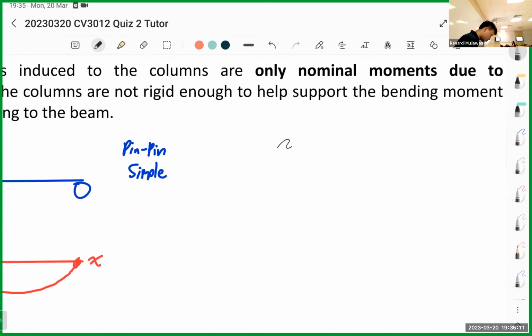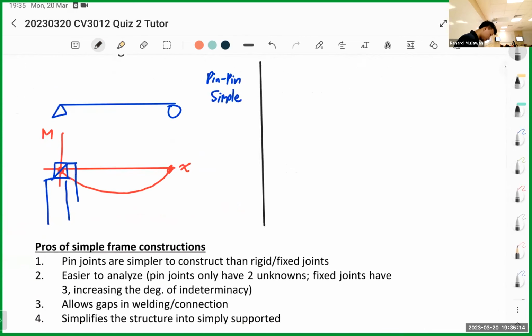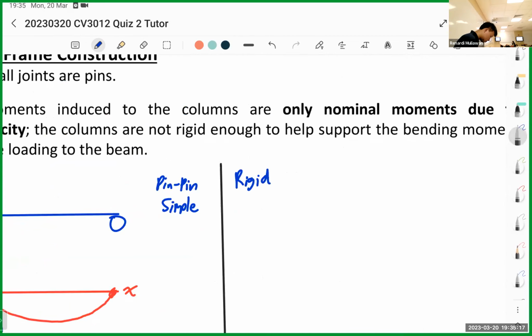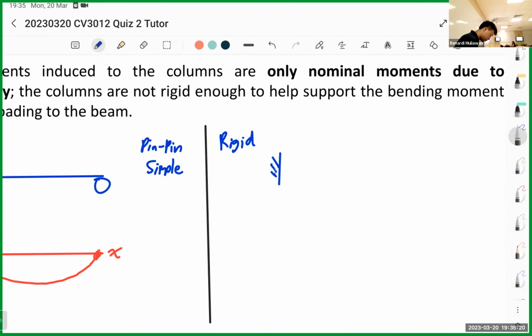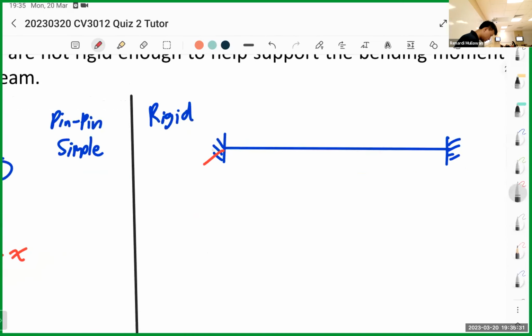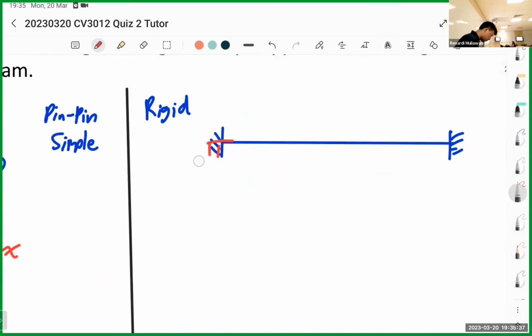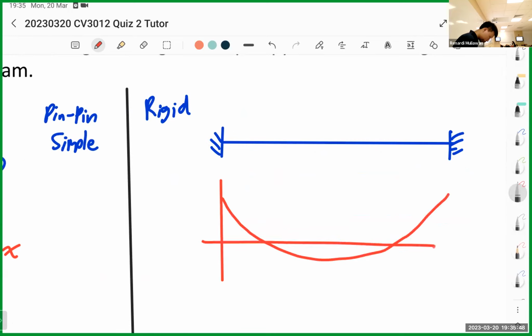For rigid construction, the opposite of simple construction, it's a fixed joint like this. Let me draw. Okay, so it's a fixed joint. Your column will be somewhere here. If you draw the bending moment diagram of this, it will look something like this. Let me draw it better.